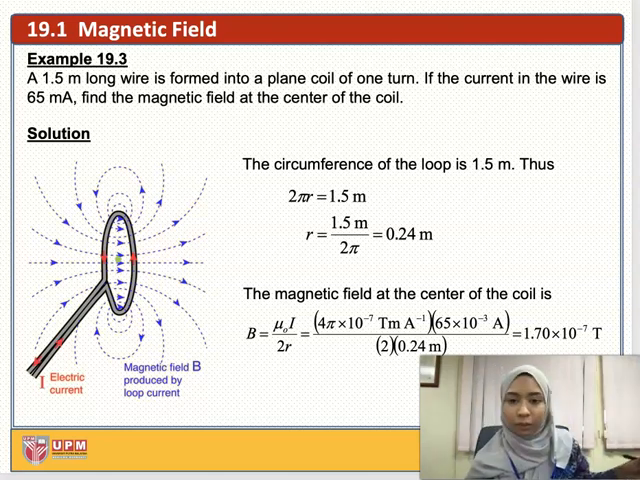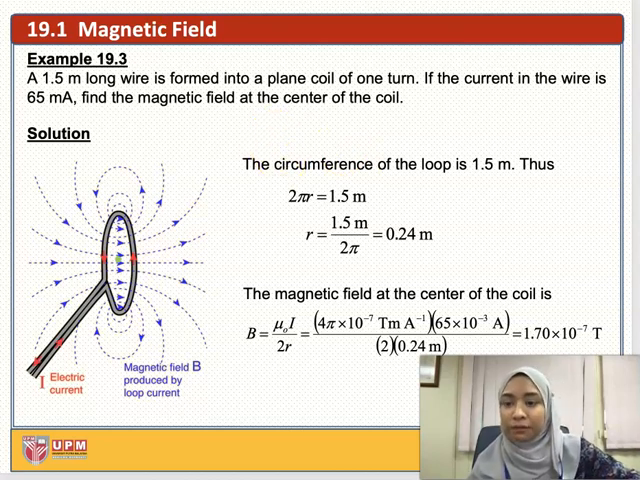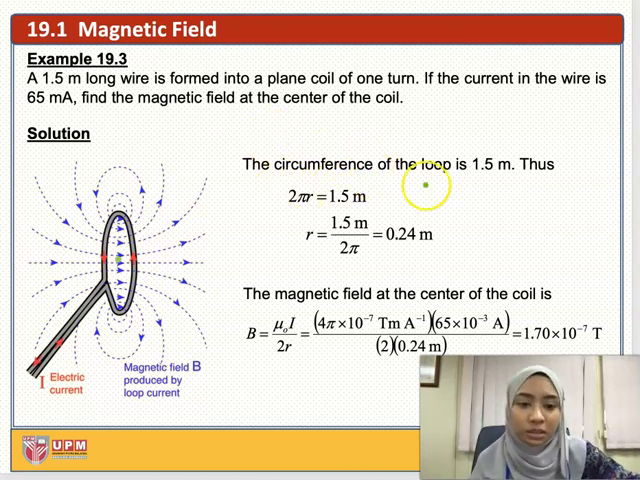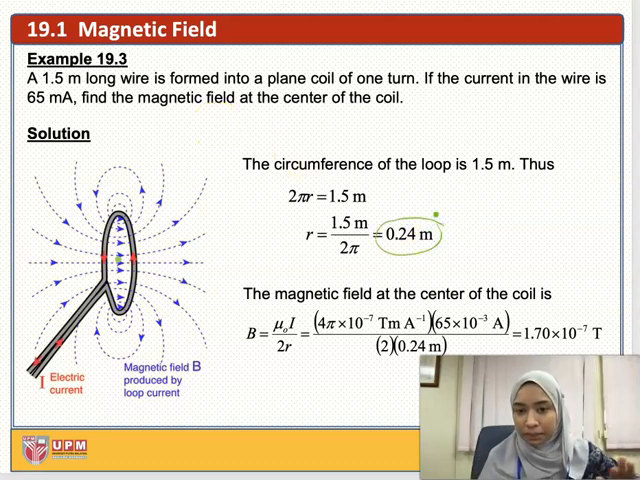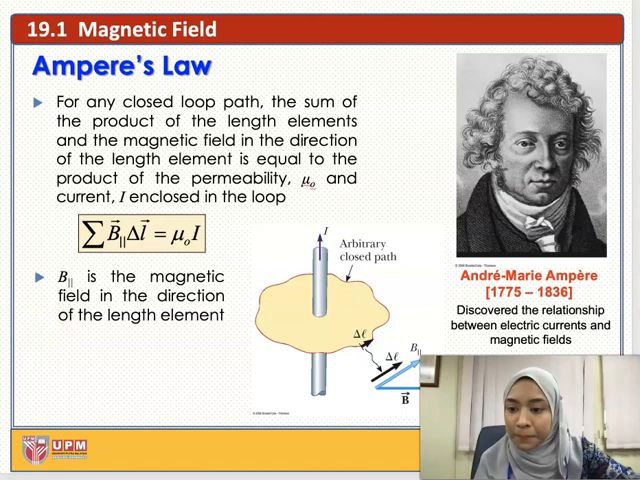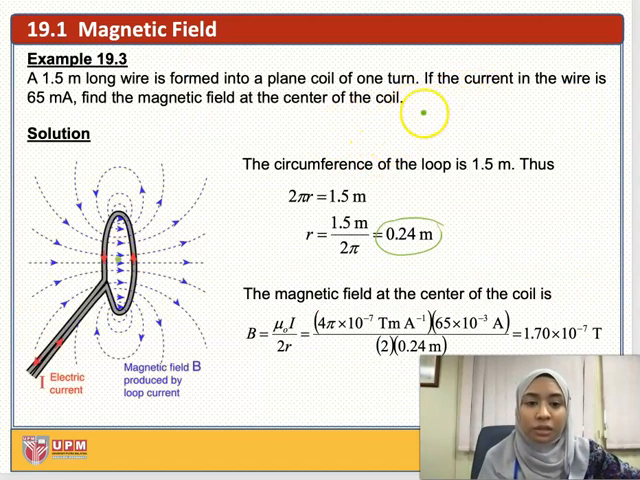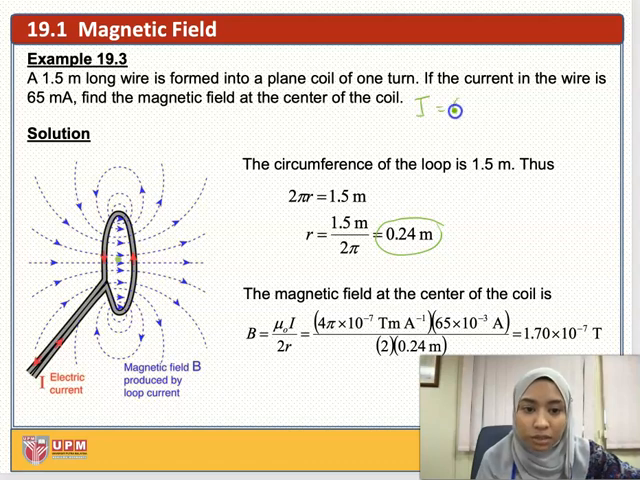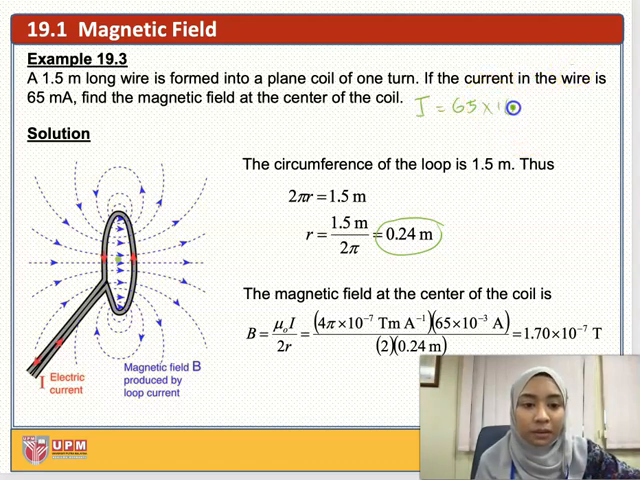Good morning, everyone. So I'm back with this question. Last time I figured out the R, which is 0.24, so I'm just not going to do that again. Okay, so now the current is equal to 65 milliampere. Milli means times 10 to the minus 3 amperes.